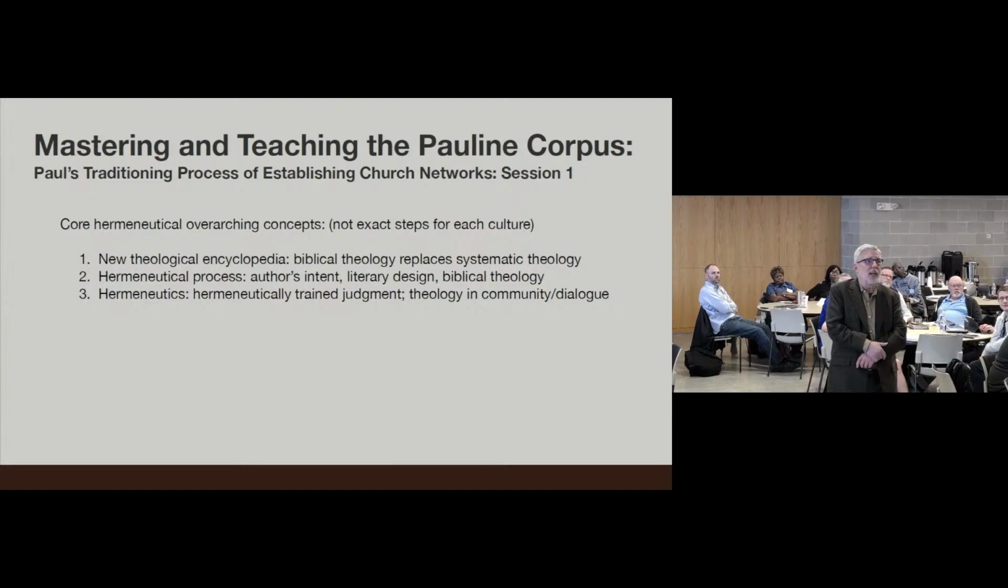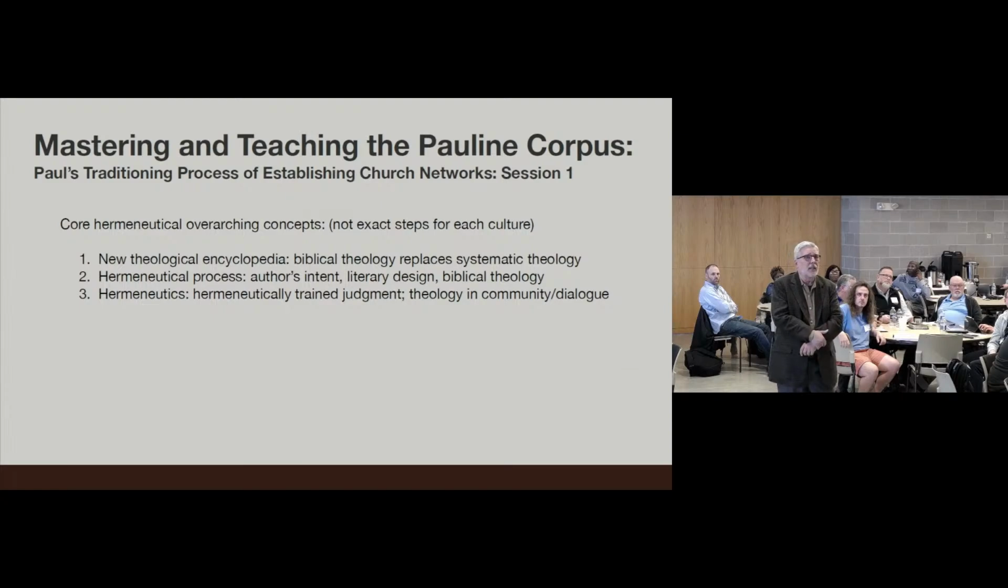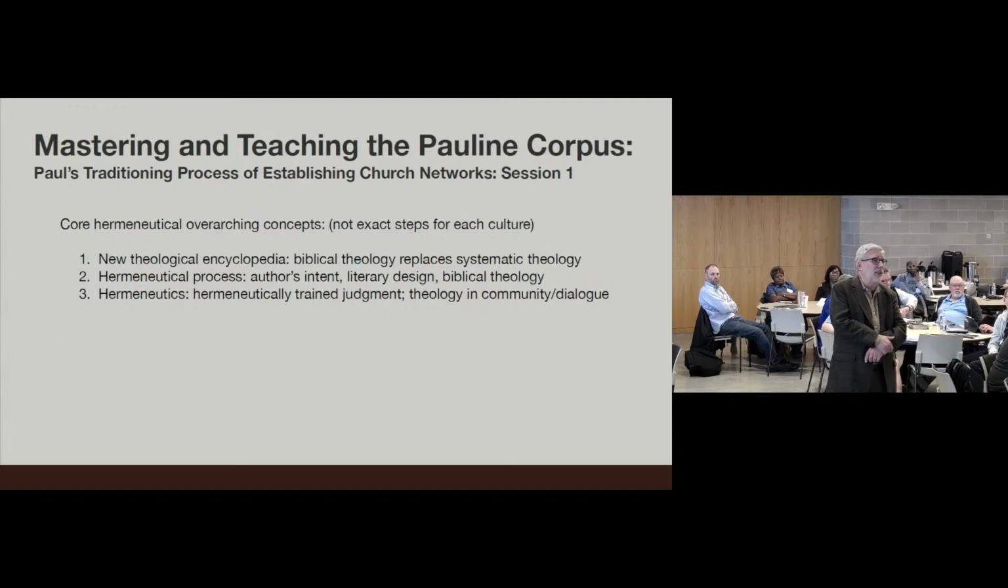Second is the hermeneutical process, that is, author's intended meaning, literary design, and biblical theology. You'll see that expanded as we go through the Pauline corpus and the new perspective on Paul, where the literary design actually becomes benchmarks for measuring how well the order and process of your network is established. And biblical theology then begins to take the smaller issues to get the theology solid under them before you do structural things in culture. Then another part of hermeneutics is what we call hermeneutically trained judgment.